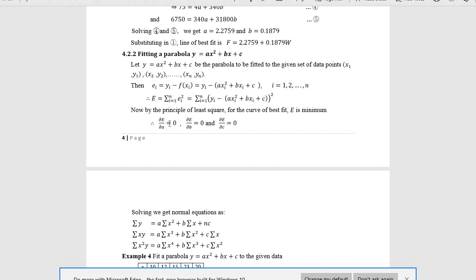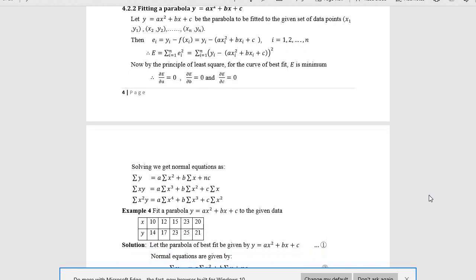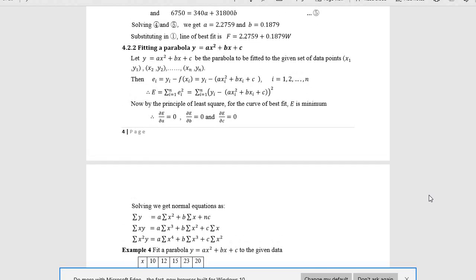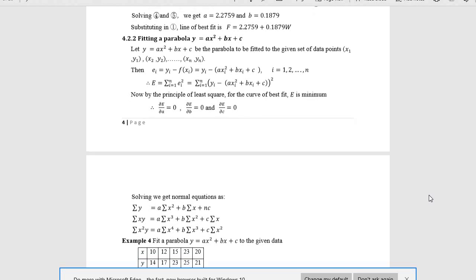Dou E by dou A is equal to 0 with respect to A, the last equation. Dou E by dou B is the center equation. Dou E by dou C is the first equation because the C coefficient is 1. So simply sigma yi is equal to a sigma xi square plus b sigma xi plus c, coming how many times? N times. Sigma c. Sigma c means what? C plus c how many times? N times. Nc. These are the normal equations, 3 normal equations. Why are 3 normal equations coming? Because 3 parameters are involved.